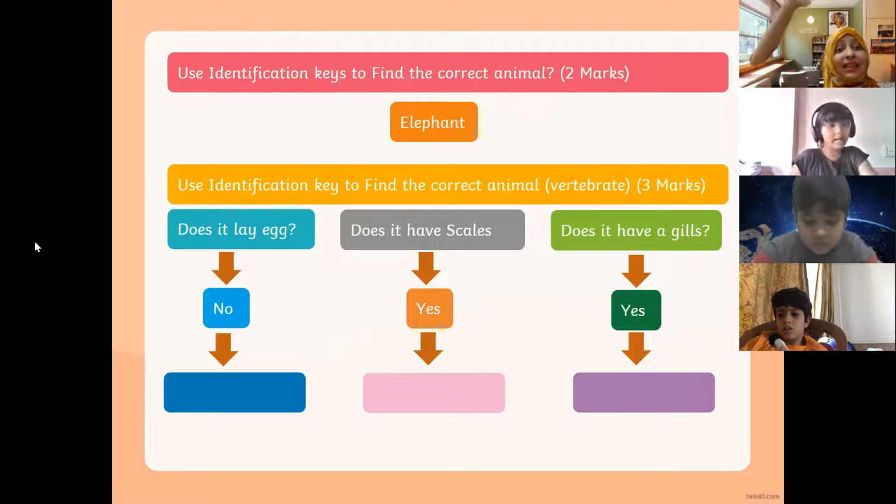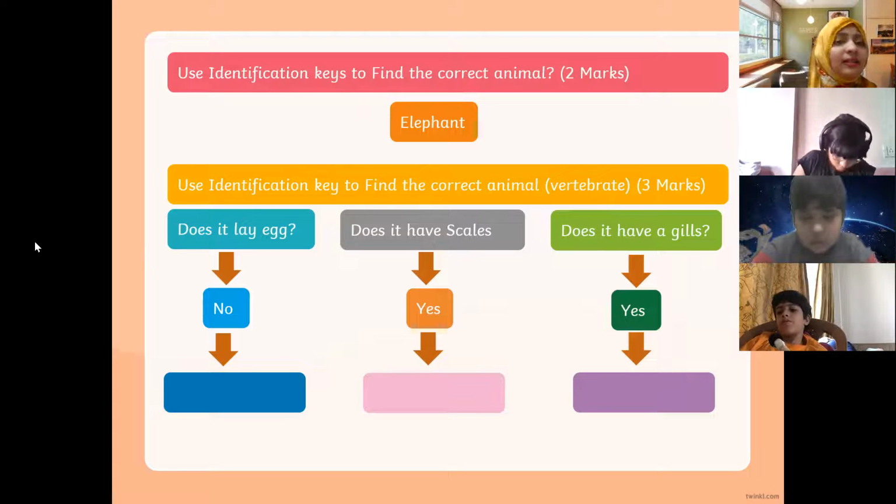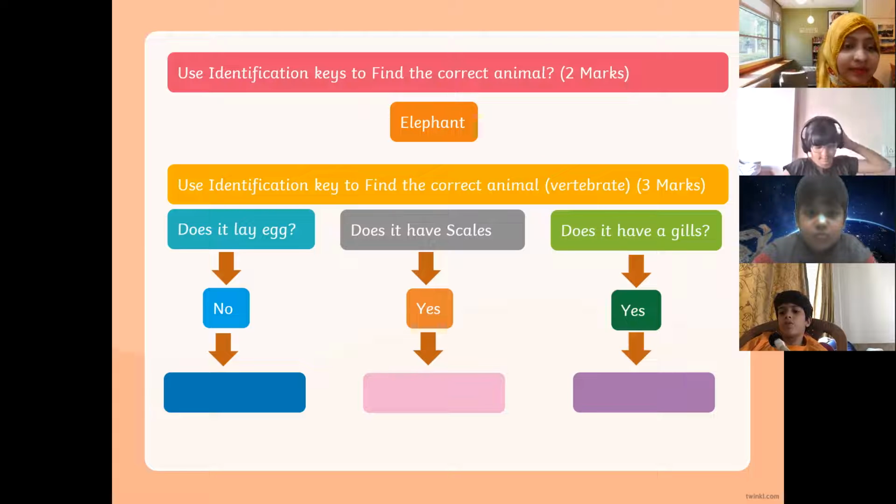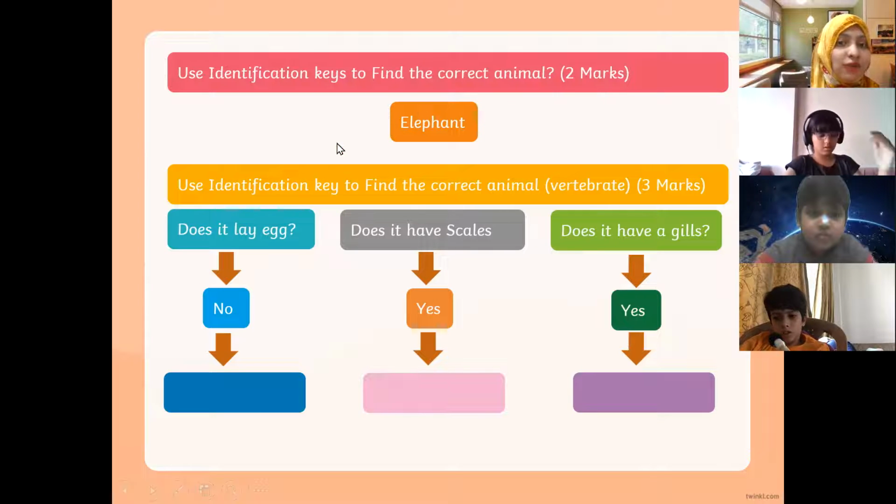Start with, does it have wings or feathers? And then start it. See, I'm giving you the answers as well. What if we don't have space? Use one more page, Mariam. We have to make an identification key of that elephant. You have to write the 5 questions before you reach the answer, elephant.